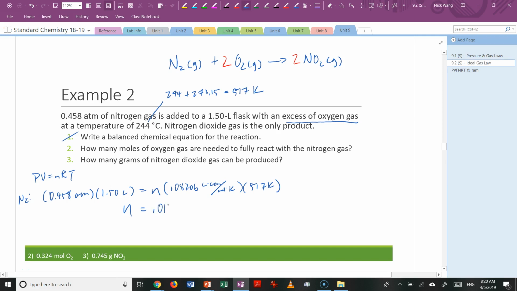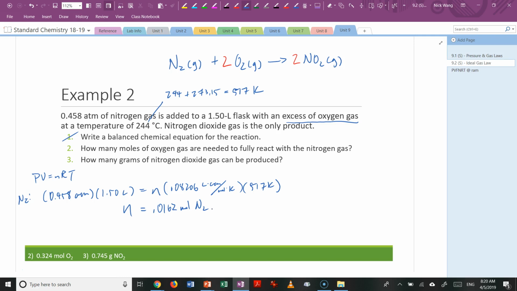That's 0.0162 moles of nitrogen gas that is going to be in that container. I don't have the mole amount provided to me, but I can use the rest of the data points to help me figure that out. The problem is not asking for the mole amount of N2, it's asking for the moles of oxygen gas. So this is a step to help me get a mole amount of N2.